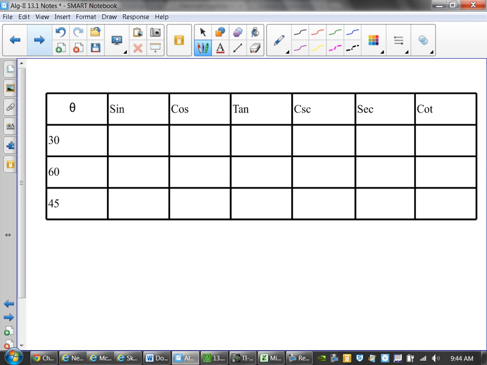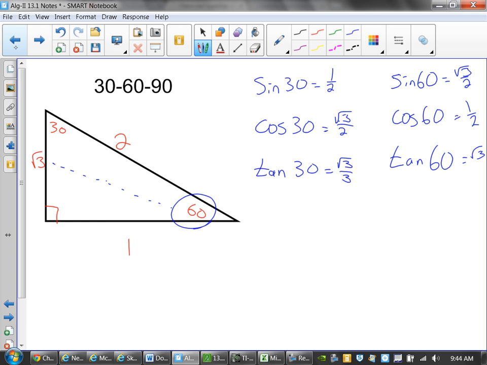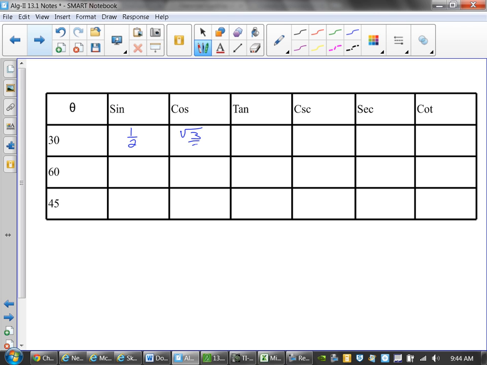Again, sine was what? 1/2? Cosine of 30 was root 3 over 2. Tangent was root 3 over 3. Now, real fast, I want to show you the inverses.